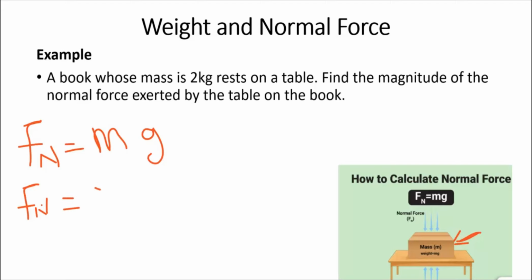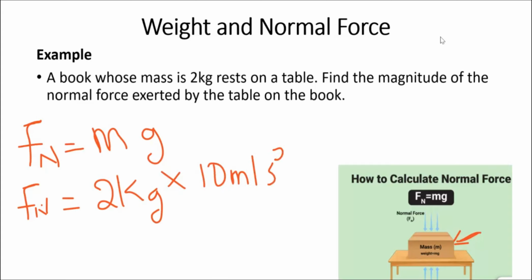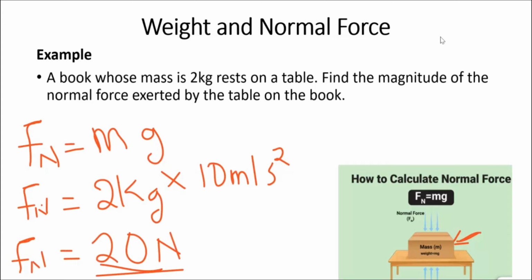The mass is 2 kilograms. Then the gravitational force is 10 meters per second squared. So the Fn is just mass times gravity. So I should always remember that the normal force is just perpendicular to the surface. Okay. Let's look at other examples.